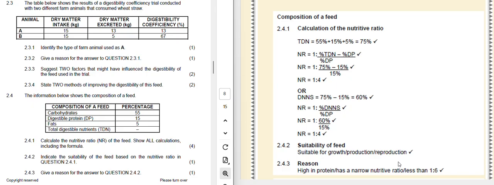It is rich in proteins which are necessary for growth, production, and reproduction of animals.